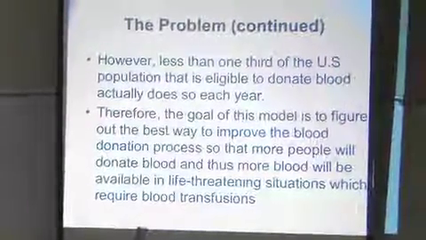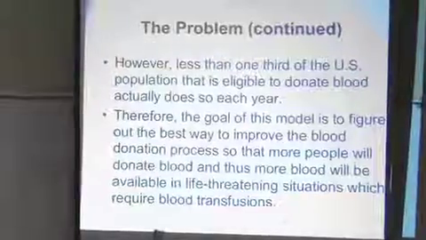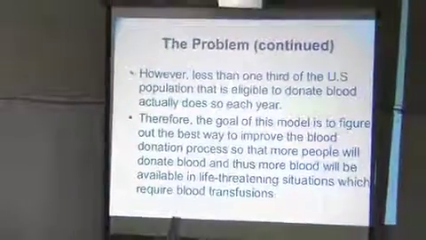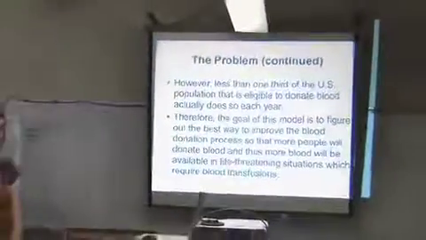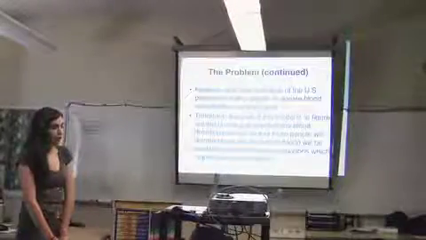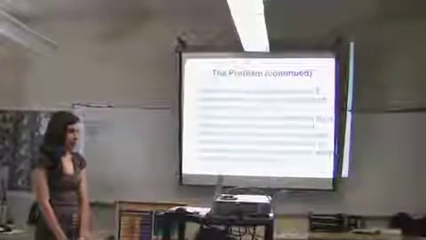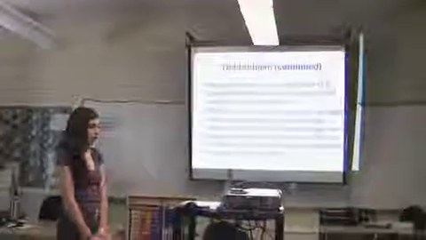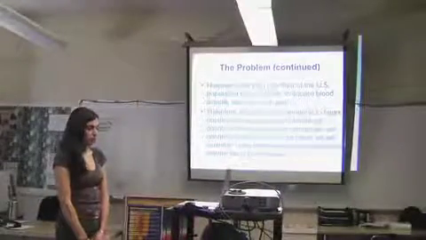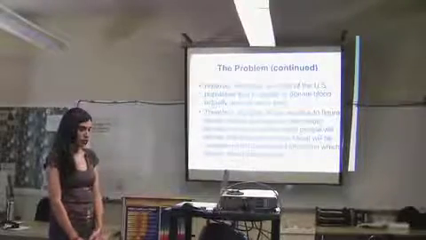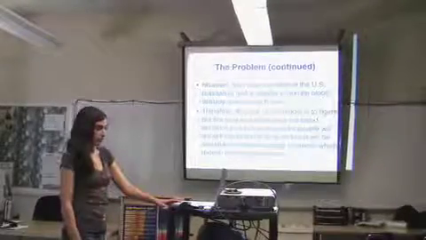However, less than 1/3 of the U.S. population that is eligible to donate blood actually does so each year, and only 37% of the U.S. population is eligible. Therefore, the goal of this model is to figure out the best way to improve the blood donation process so that more people will donate blood, and thus more blood will be available in life-threatening situations which require blood transfusions.